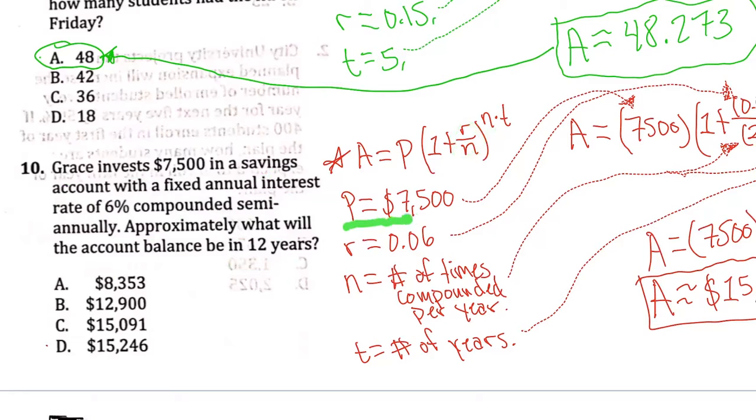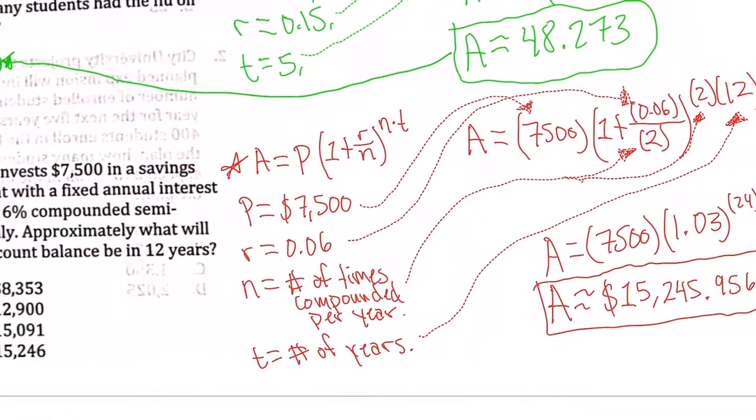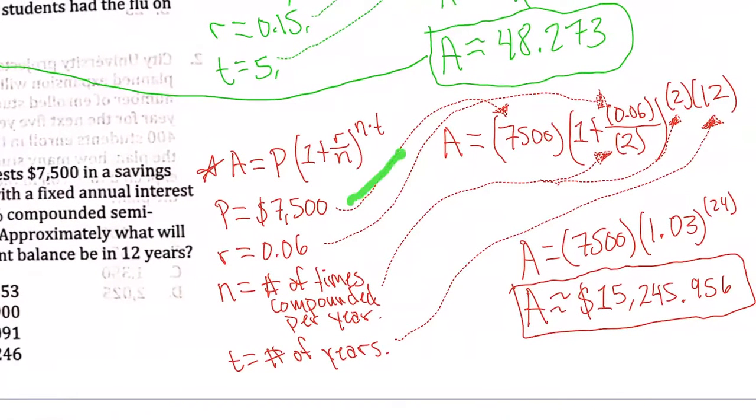So here, my P is 7,500. My rate is 0.06. Number of times compounded per year, that's what my N is, and T is the number of years. So here we just plug it in, 7,500. My rate is 0.06, number of times, so I'm going to have two N's right here and right here. So let's not forget about those. And then my time is 12 years.